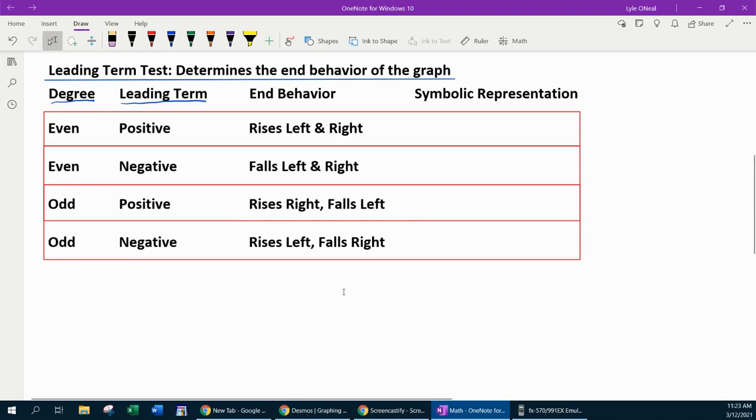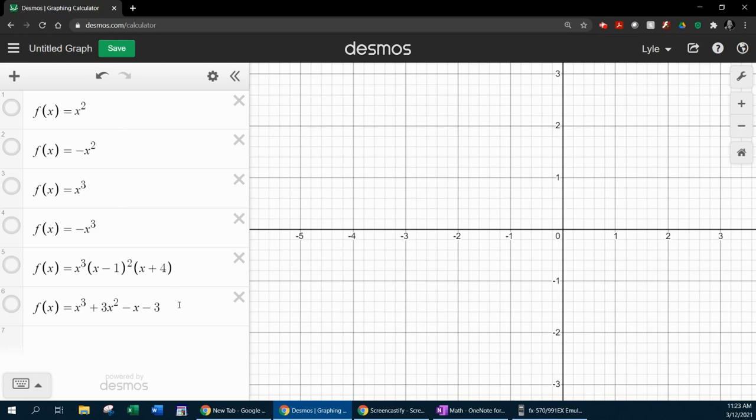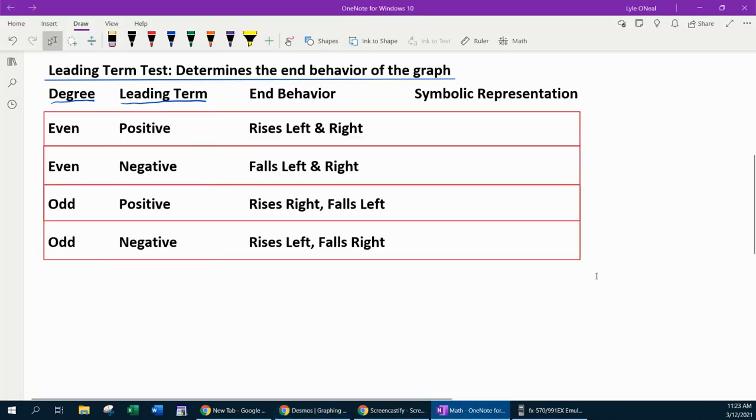And I'm going to use Desmos to go through every one of these scenarios to show you what we're talking about when we say end behavior of the graph. I've got 1, 2, 3, 4 functions because we've got 4 possible outcomes. So remember, the degree is the biggest exponent on any variable, and the leading term is the term that the degree came from. So we want to look at the first scenario first. Even degree, positive lead term, and that says that the graph rises left and right.